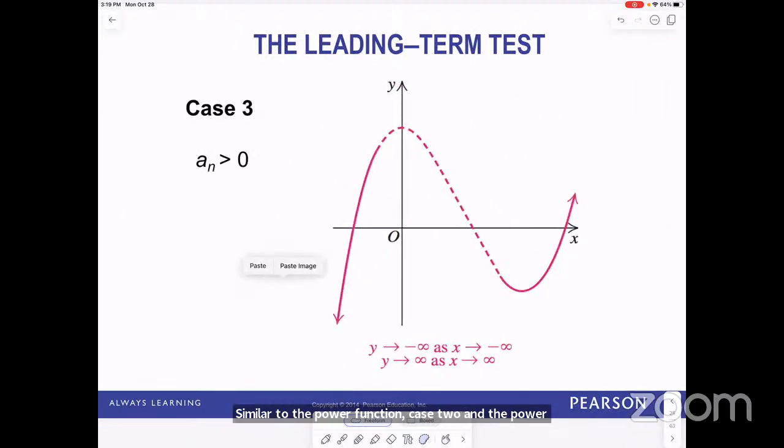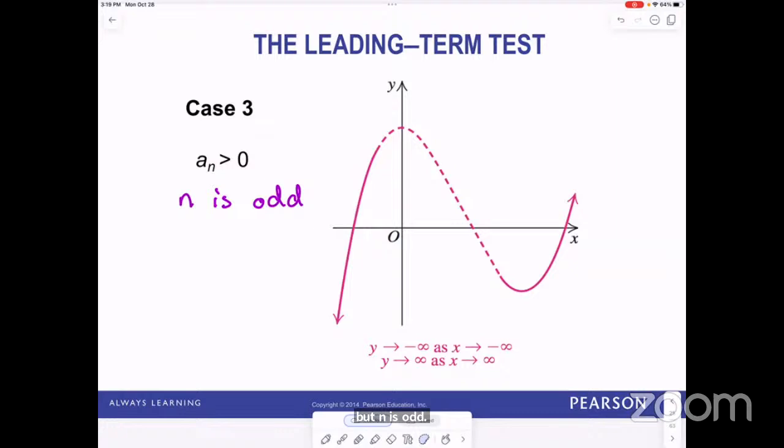Now we have a positive leading coefficient, but n is odd. Okay. So again, a positive leading coefficient goes up to the right. N is odd means the other side does the opposite. So if we're going up to the right, the other side is going to go down to the left. This doesn't give us any information about the middle, but we know going to the right or to the left, we know how it behaves.